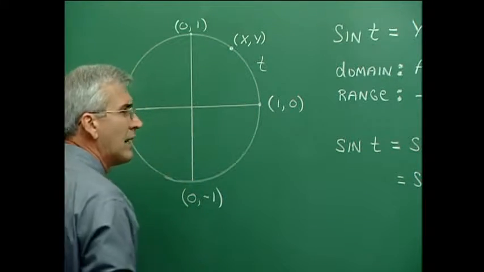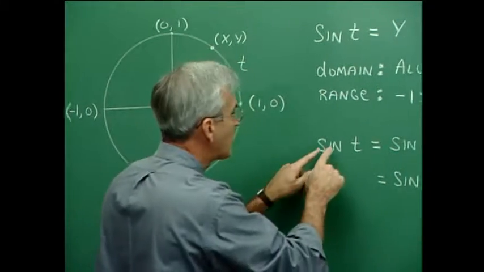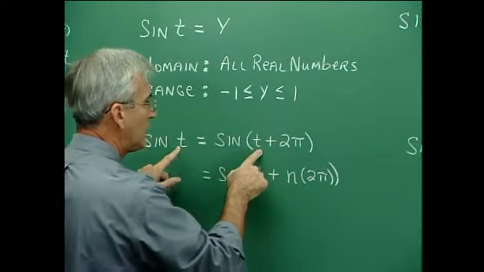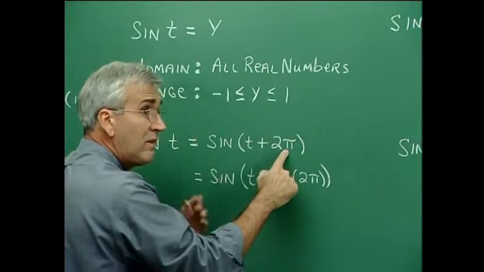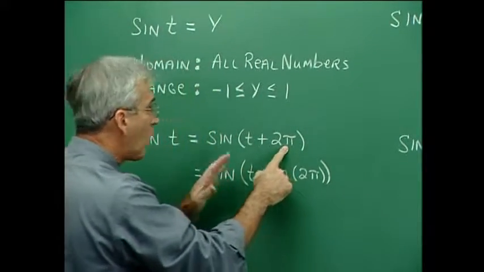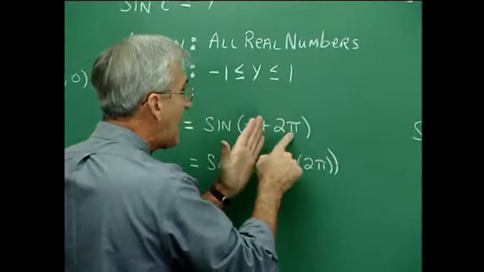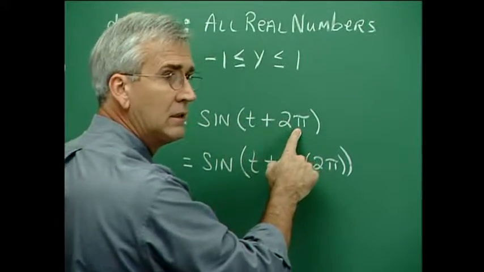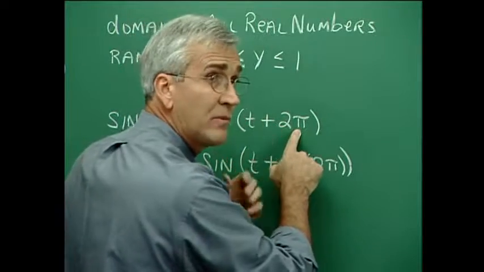Okay, now with that in mind, we can say this then, that the sine of a real number t is equal to the sine of that real number plus 2 pi, or even minus 2 pi. You see, for whatever value t is, if we add 2 pi, we're just going all the way around the circle again, and we end up at the same spot. If we subtract 2 pi, we end up at the same spot.